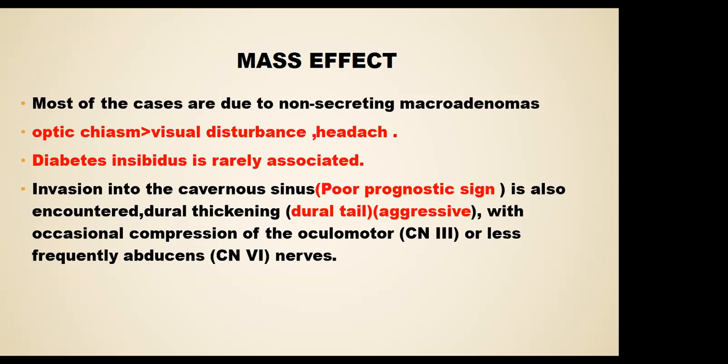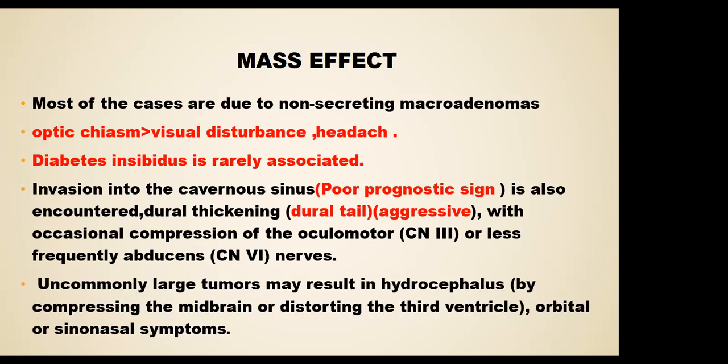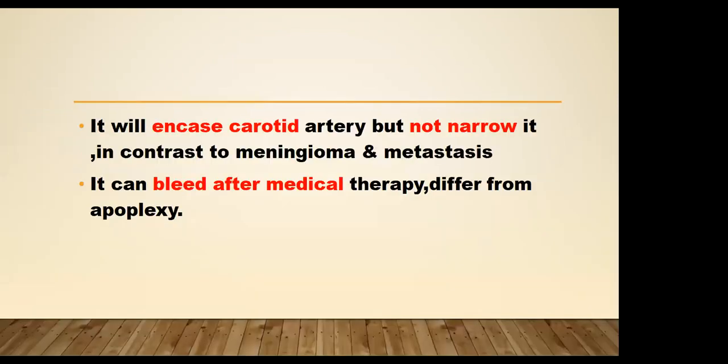Uncommonly, a large tumor may result in hydrocephalus by compressing the midbrain or distorting the third ventricle, or cause orbital or sinonasal symptoms. It will encase the carotid artery when it is large but not narrow it, in contrast to meningioma and metastasis, which lead to narrowing of the carotid artery. It can bleed after medical treatment, which is different from apoplexy.